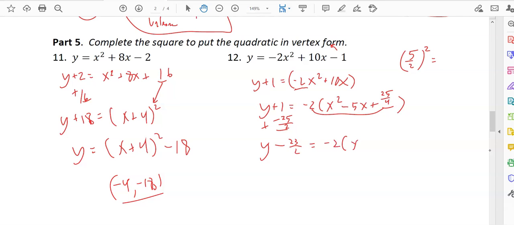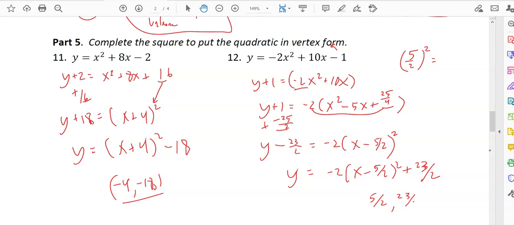This should be a perfect square. The square root of 25 fourths is that. Last step, move it over. Y equals negative 2 times x minus 5/2 squared plus 23 over 2. If you ask for the vertex, it would be positive 5/2 comma 23 over 2.